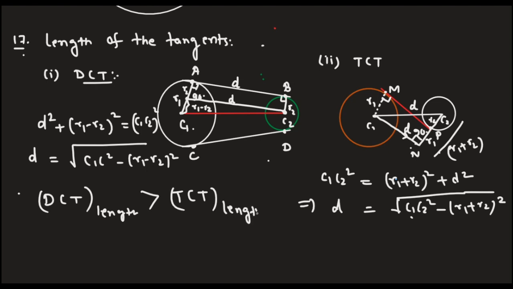Okay now, here I am describing the length of the tangents in point number 17. There are two types of tangent. One is the DCT, direct common tangent. One is the TCT, transverse common tangent. In the case of a direct common tangent, you have to just take the radius R2 and cut from C1A, from the point A. So you will get a rectangle. After the rectangle, the below portion is nothing but R1 minus R2, and this length we consider as D. Now this is what we are going to calculate.